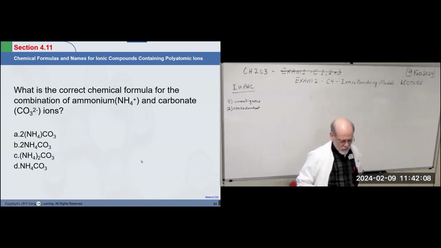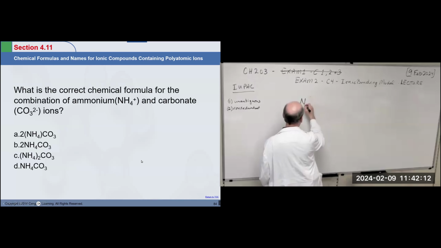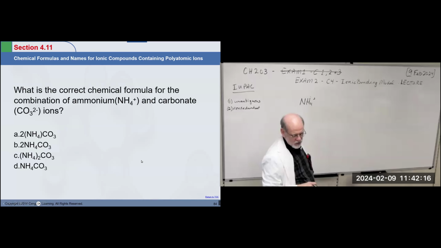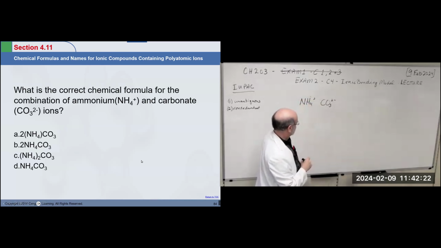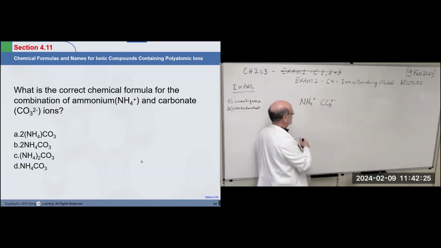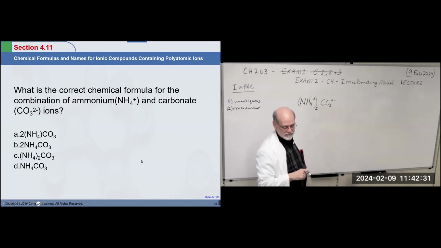What's the correct chemical formula for the combination of ammonium, with its positive charge, and carbonate, CO3 2 minus? They're both polyatomics, so we need 2 positives to balance that 2 negative, correct?